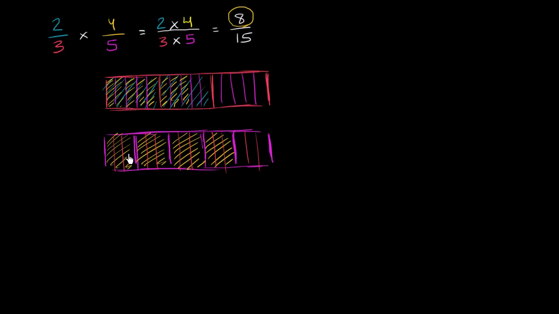We have 1, 2, 3, 4, 5, 6, 7, 8, 9, 10, 11, 12. So if you have 12 of something and you want to take 2/3 of that, you're going to be taking 8 of it: 1, 2, 3, 4, 5, 6, 7, 8. Or 8 of the 15ths. So either way, you get to the same result. One way, you're thinking of taking 4/5 of 2/3. Another way you could think of it is you're taking 2/3 of 4/5.